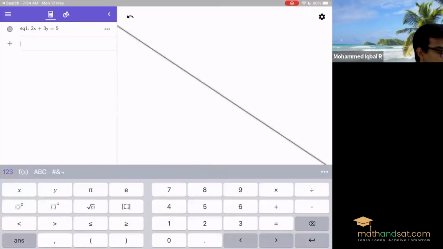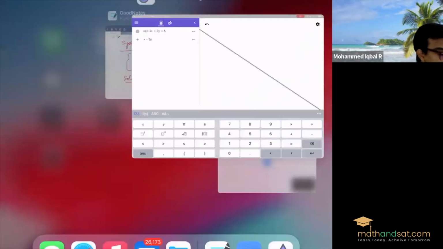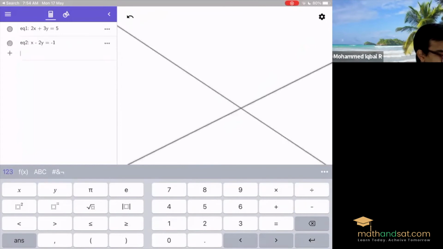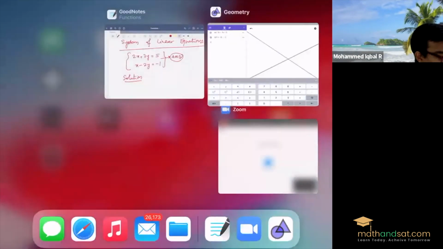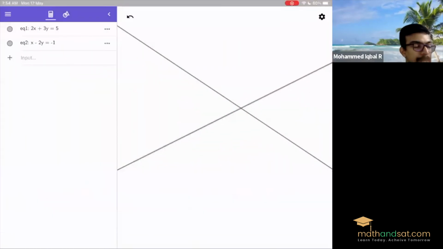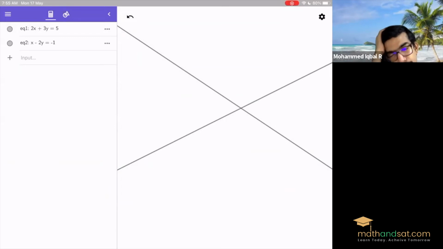x minus 2y. 2x plus 3y is equal to 5. x minus 2y is equal. By the way, you can use this software. You get used to this. I think you're using Desmos instead of GeoGebra. You use Desmos in school. Do you use that software? Yeah. Okay, so get used to that.